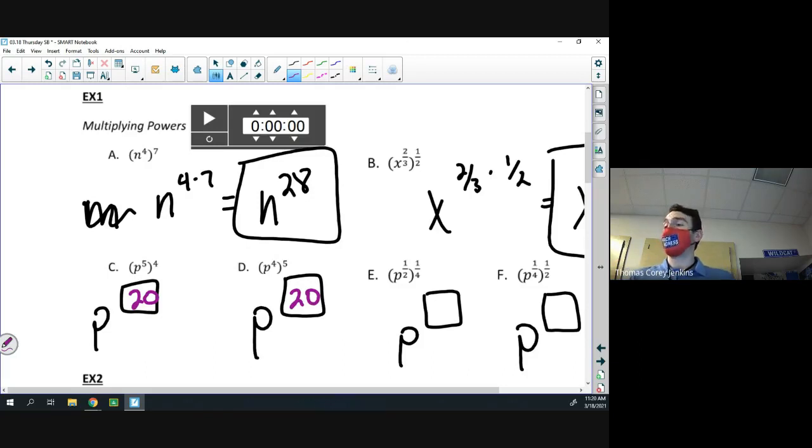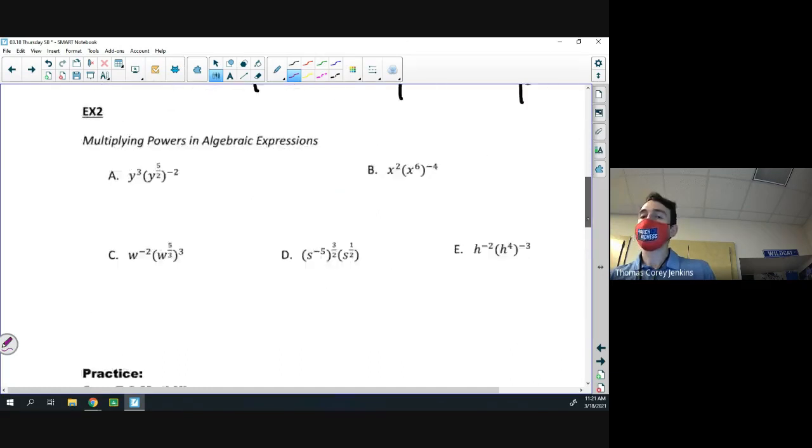Anybody, can I get a volunteer in class? Andrea? 1/8, very good. 1/2 times 1/4 is 1/8. So based on what we said on the last one, this must be P to the 1/8 as well. Okay? So again, when you take a power to a power, you multiply the exponents.